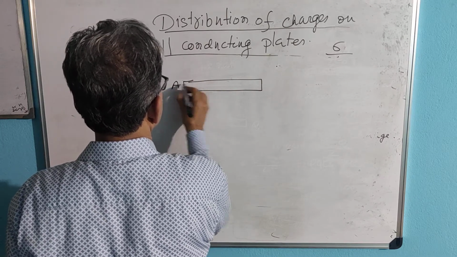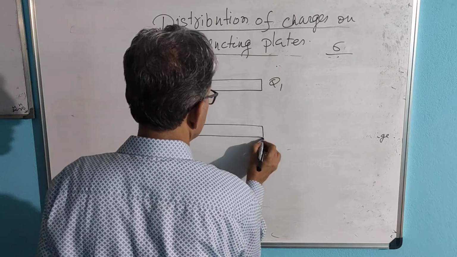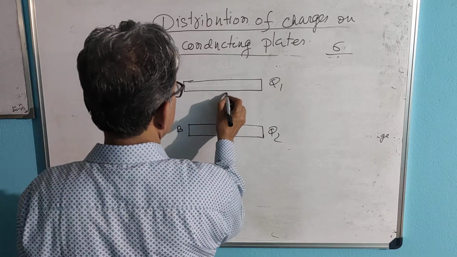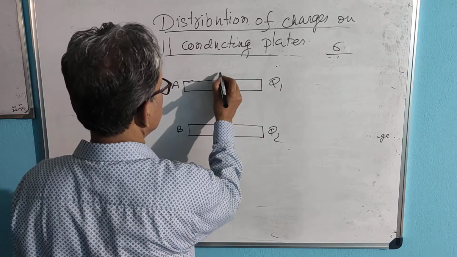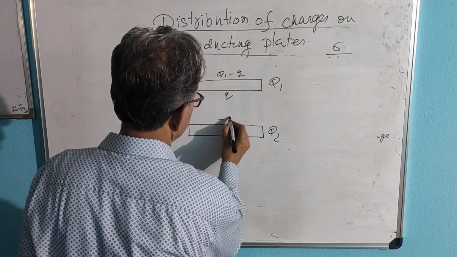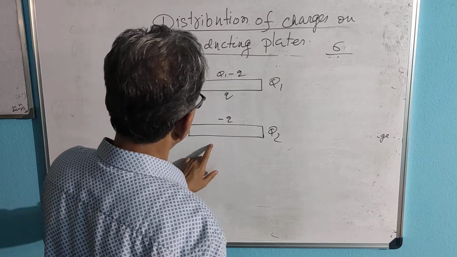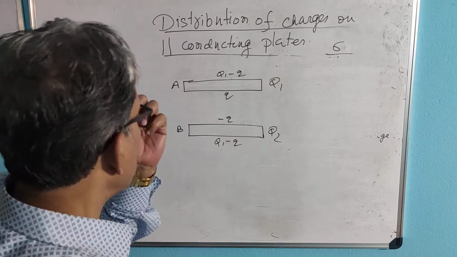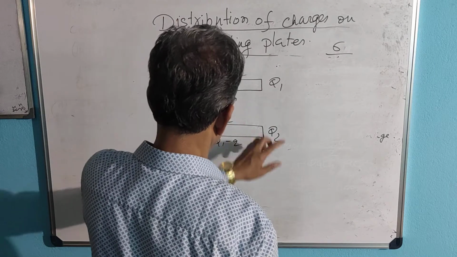This is the upper plate, which has charge Q1, and this is the lower plate, which has charge Q2. Let us consider this surface will have charge Q. Then from conservation of charge, this surface will be Q1 minus Q. These two faces are opposite, so minus Q. And this is the outermost surface. The two outermost surfaces will have equal charge. Problem solved. Q1 minus Q plus Q equal to Q1.